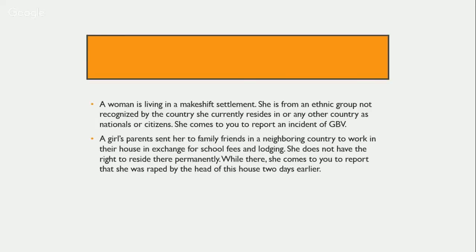A girl's parents sent her to her family friends in a neighboring country to work in their house in exchange for school fees and lodging. She does not have the right to reside there permanently. While there, she comes to you to report that she was raped by the head of house 2 days earlier. What is her displacement status at time of report?